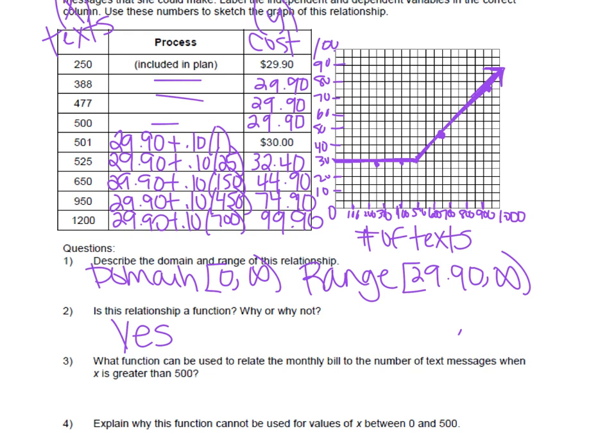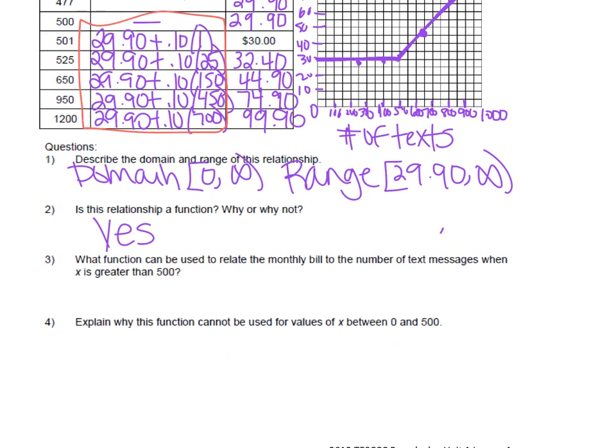Number 3, what function can be used to relate the monthly bill to the number of text messages when x is greater than 500? So let's look at this part right here that I'm highlighting in red. We are going to create our own function to represent this. So we have this data, and we need to figure out an equation to represent it. I know that y is my cost, and we pay $29.90 a month just to get the cell phone bill. And then we pay 10 cents for every text that we go over 500.